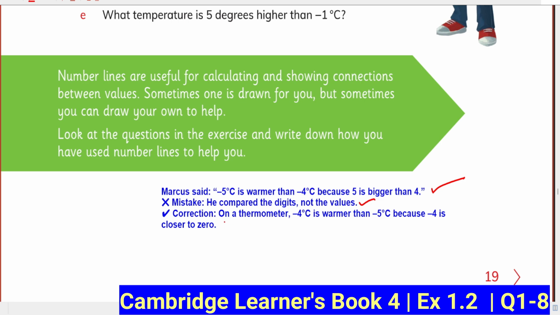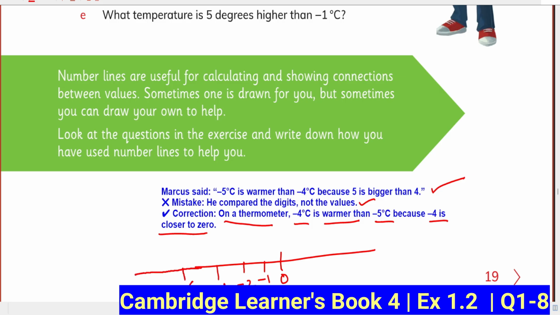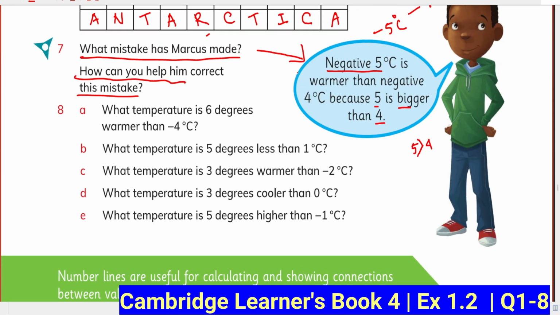Correction will be, on a thermometer, minus 4 degrees Celsius is warmer than minus 5 degrees Celsius, because minus 4 is closer to 0. Like this is a thermometer, here is a 0. First it's a minus 1, then minus 2, then minus 3, then minus 4, and here is a minus 5. So naturally minus 4 is greater than minus 5. So it's not compared by digits, it should be compared by values. So number 7 done.